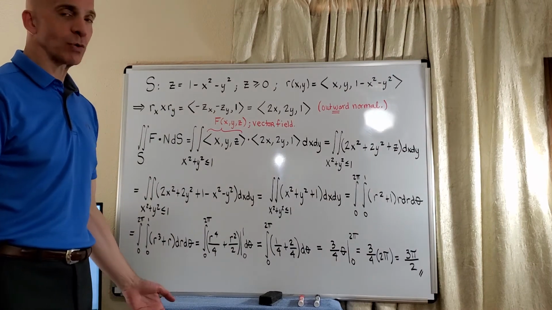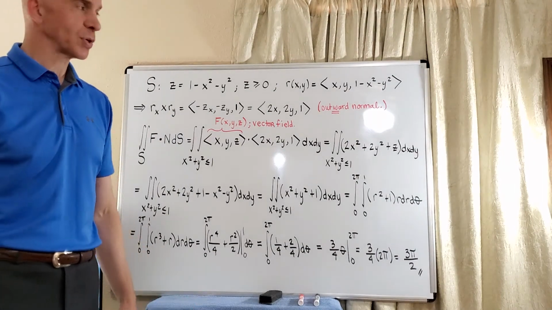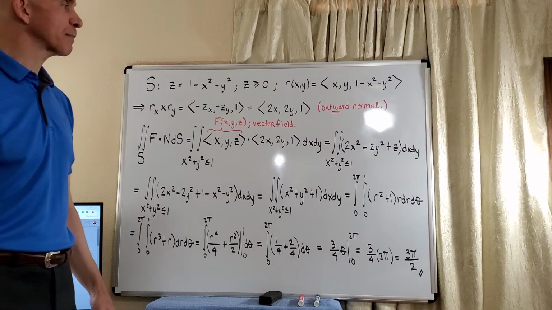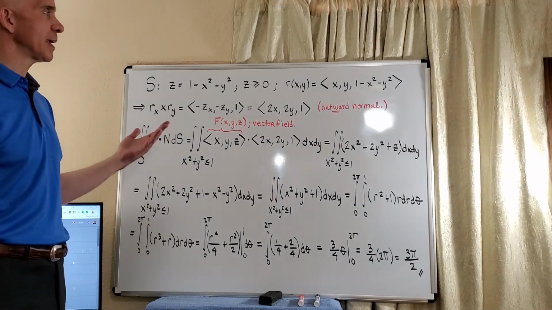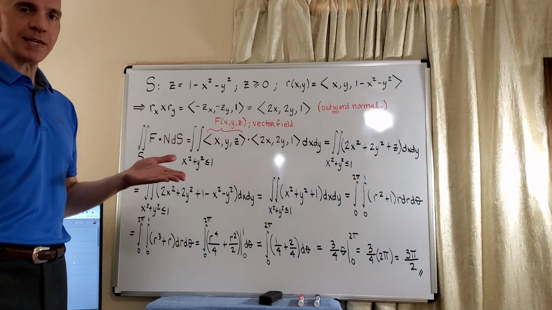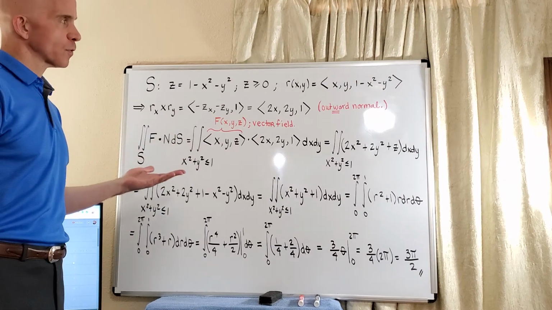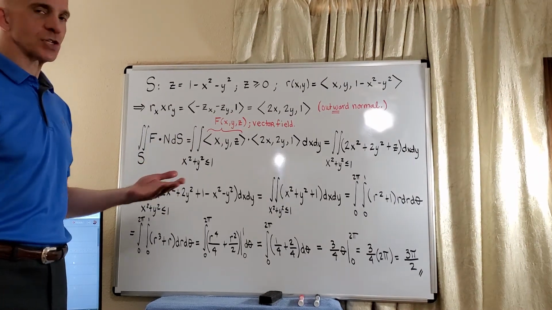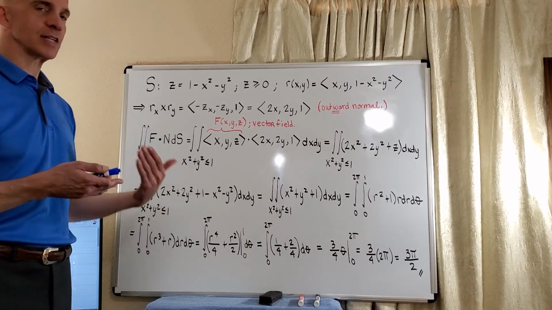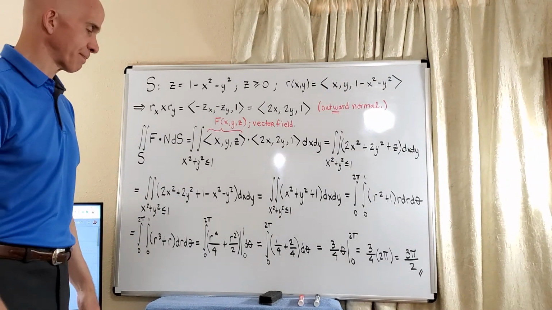So it seems like we've been doing some unit circle trigonometry. But again, just remember the differences between the surface integral of the scalar function and the surface integral of the vector field, just like the counterparts that you have with line integrals. And we are done.